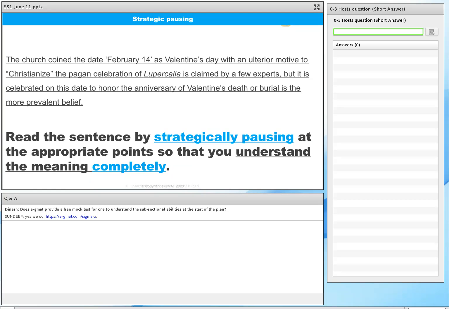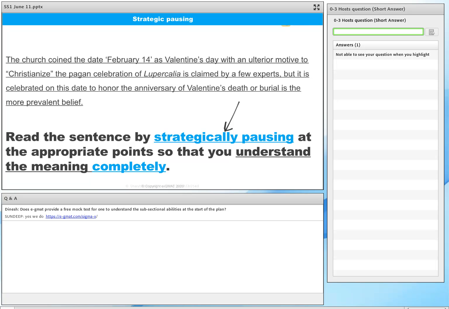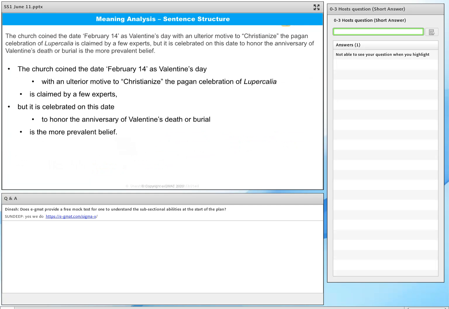The first step in the meaning-based approach is to make sure that you understand what it is that the author wants to communicate from this. And the way you do that is by strategically pausing at appropriate points in the sentence, so that you create what we call a sentence structure. Why? Because a sentence structure is the components of a sentence that lead to the entire meaning, or the entire intent, that the author wants to communicate.